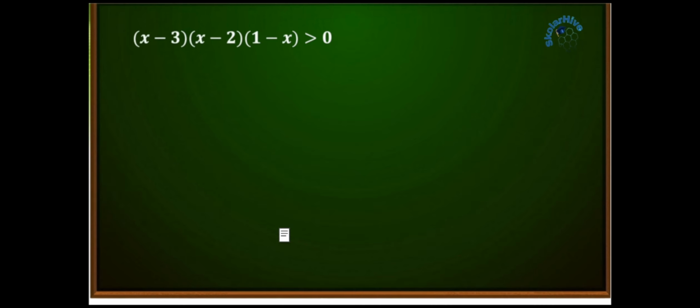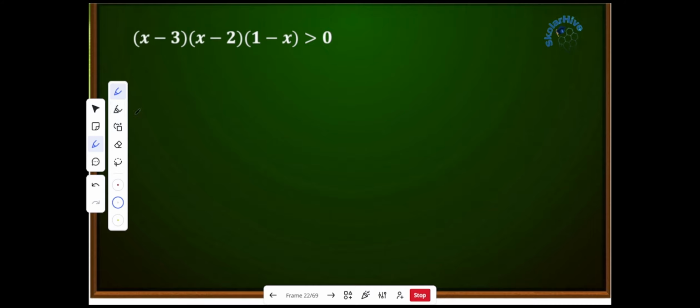Now let's check this example. Here we have been given this expression which is greater than 0. So the first thing you have to look for is that the coefficient of each variable should be positive, as here the coefficient is 1, here 1, but here negative. So we must make this coefficient positive.